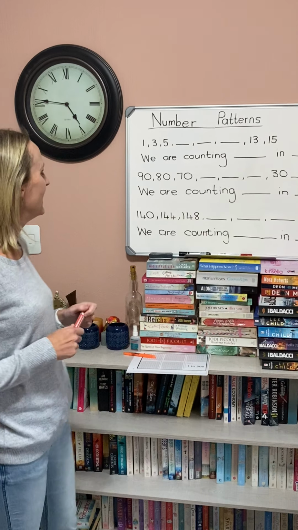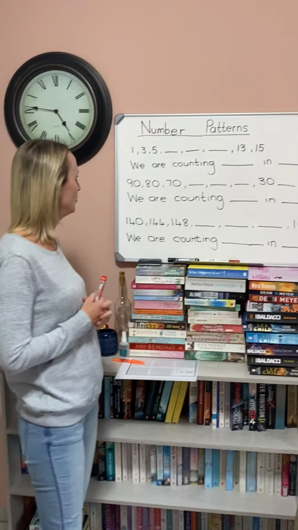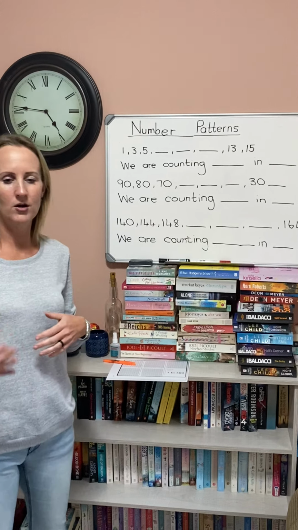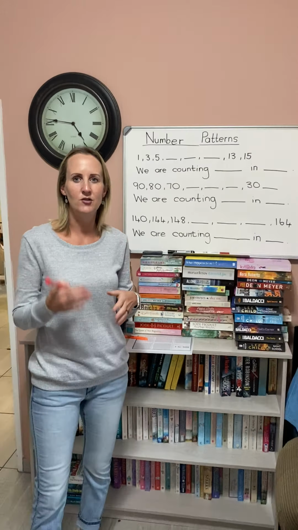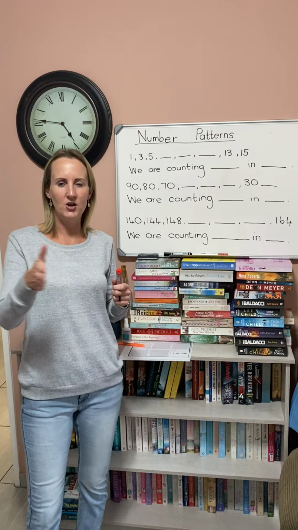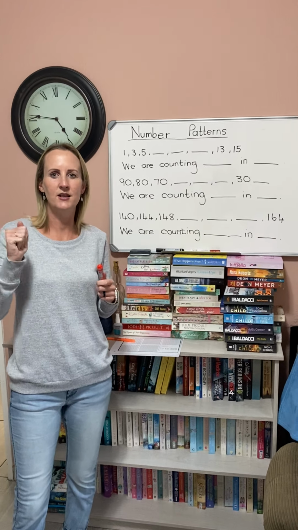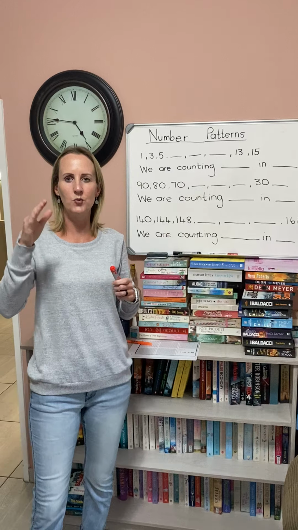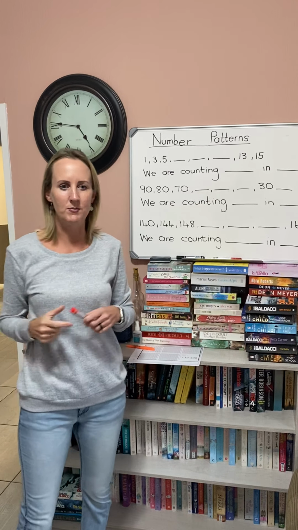Now boys and girls, number patterns might seem tricky to you, but as you go along and you start learning your tables and you start counting, that's why we have our 2 times table, our 3 times table, because we are counting in 2s, counting in 3s, 4s, 5s, 10s. So we are starting to see how numbers jump to each other.